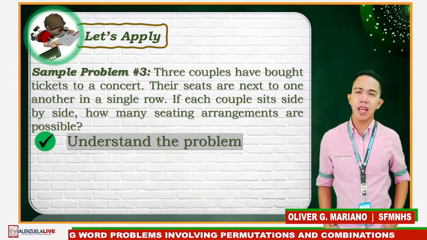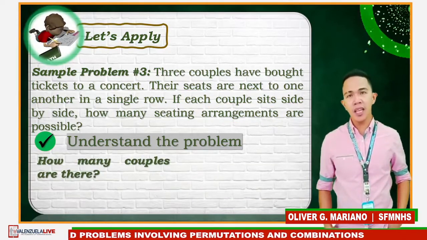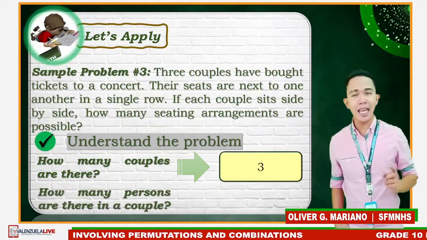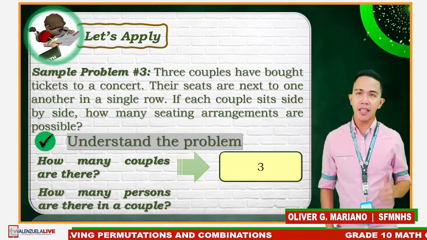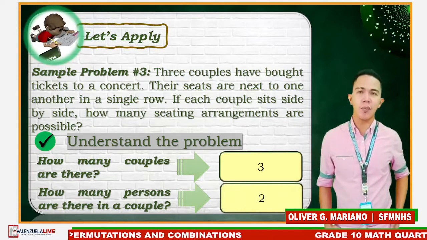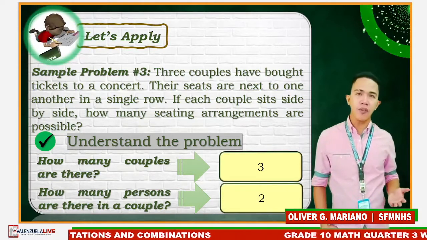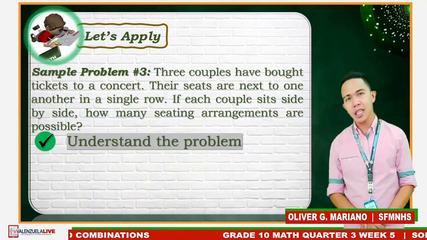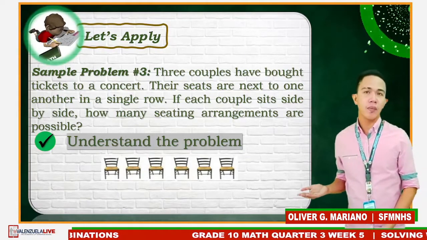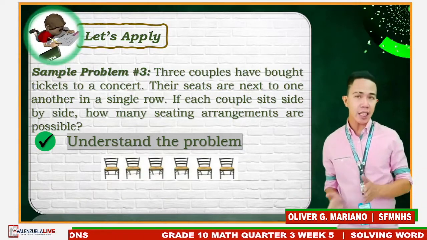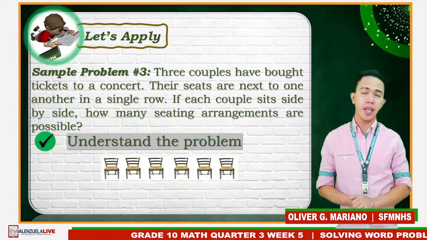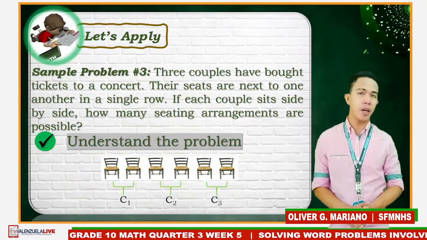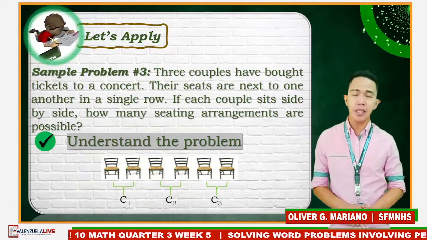How many couples are there? Okay, we are given 3 couples. How many persons are there in a couple? Right, there are only 2 persons in each couple. To picture out and further understand the problem, let's look at this one. Suppose these are the seats allotted for the 3 given couples. Since each couple sits side by side, one possible arrangement is that the first couple occupies the first 2 seats, followed by the second couple, and last by the third couple.